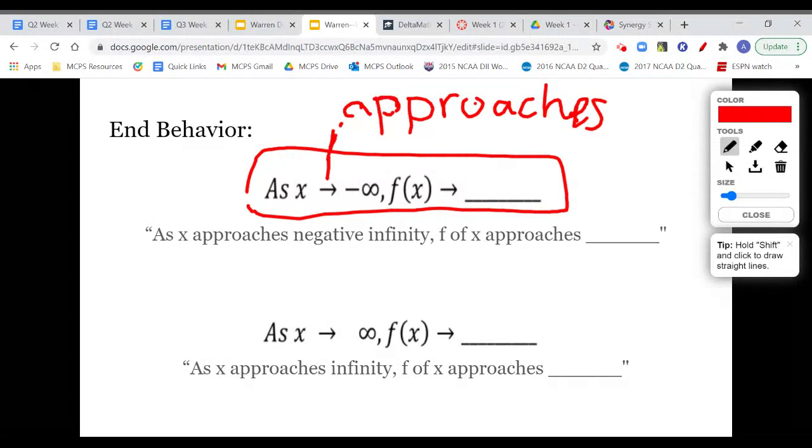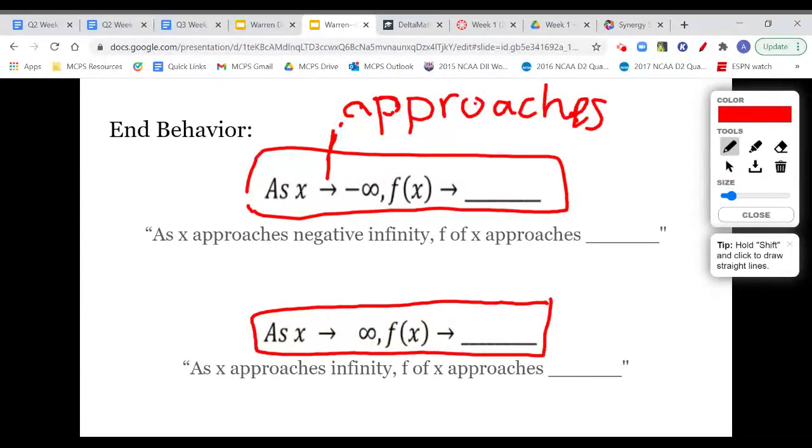Okay. And that is very key because we have to understand what that means. On the next slide, we'll look at an actual graph and look at that in context. But again, to know that the arrows mean approach, that really helps us understand this concept. So I'm going to now read this part here out loud. And that says, as x approaches infinity, f of x approaches blank.